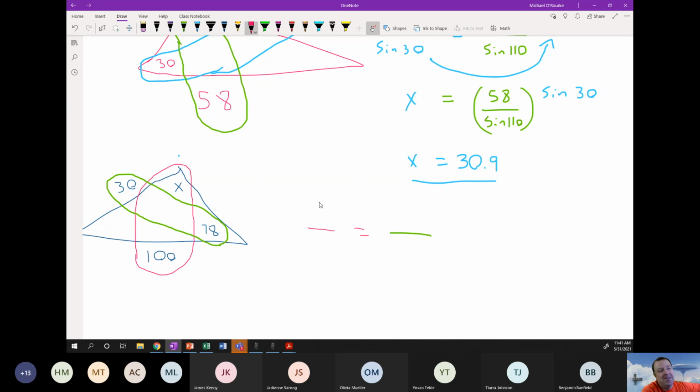Okay. So here I'm going to set mine up. I'm going to go sine x over 100. Those are buddies. I put my angle on top before, so I'm going to put my angle on top here. Sine 30 divided by, oops, I made a mistake. Sine 78, that's my angle, divided by 30. Hopefully this gets me an answer. Sometimes I can make impossible triangles.